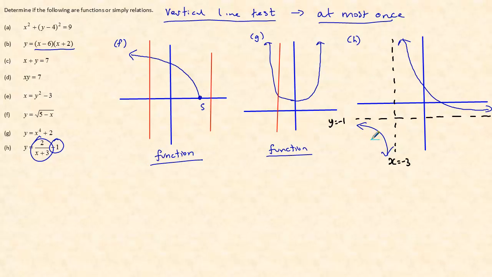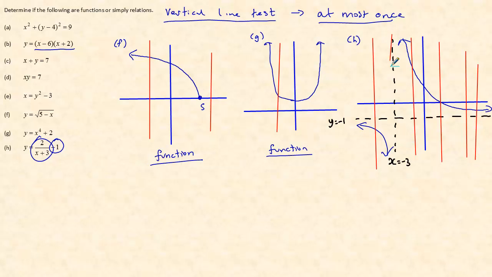And we didn't need to worry about things like the range and stuff like that. All we're looking at is what happens when any vertical line comes across. And we can see it cuts once everywhere, except when it goes down the vertical asymptote, in which case it doesn't cut at all, which is fine for our test. So this one is a function.